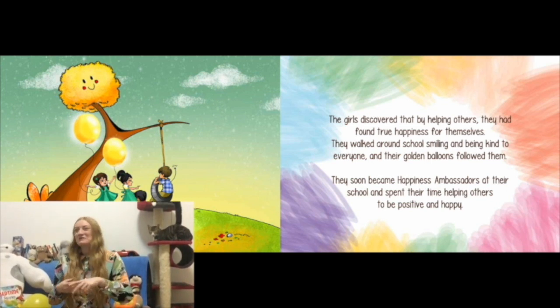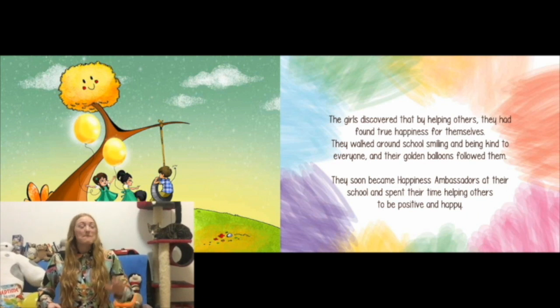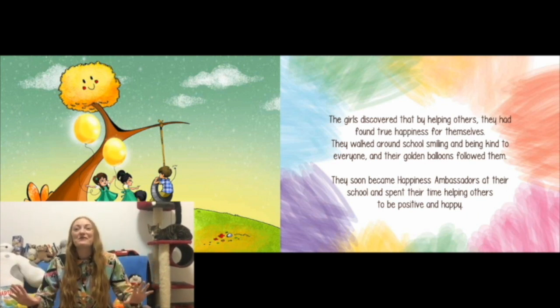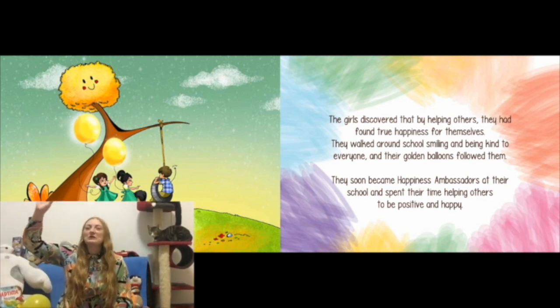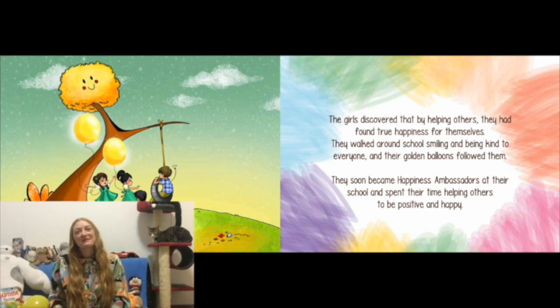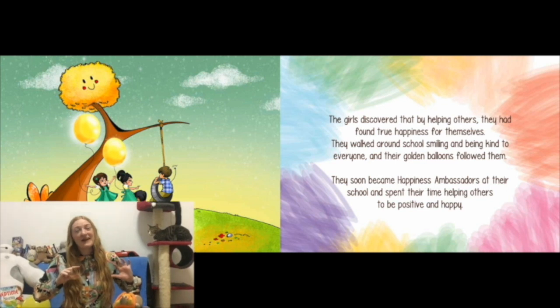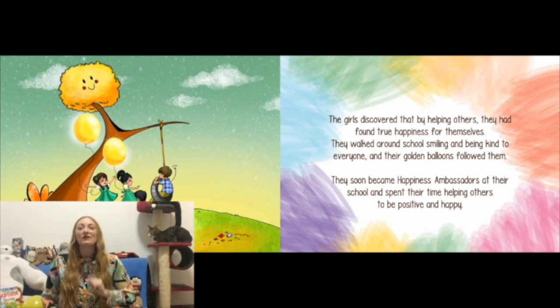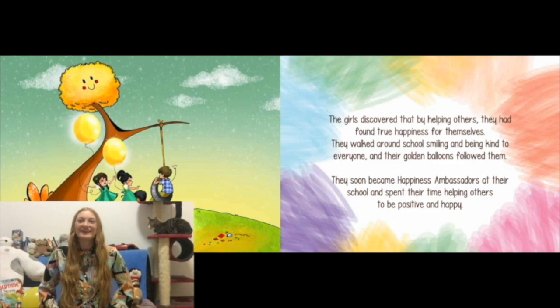They walked around school, smiling and being kind to everyone, and their golden balloons followed them. They soon became happiness ambassadors at their school and spent their time helping others to be positive and happy.